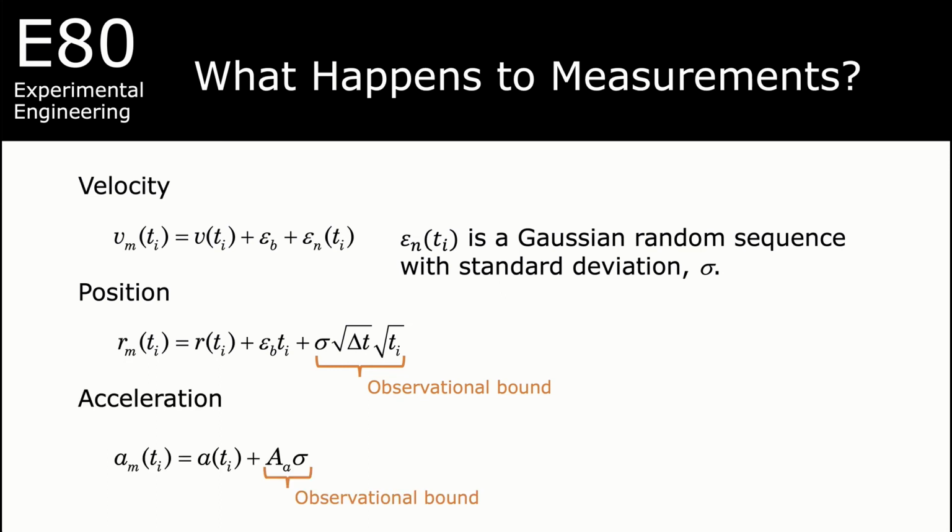The acceleration, on the other hand, since we're taking the derivatives, the derivative of a constant is 0, so we end up with the true acceleration plus some multiplying constant times the standard deviation. This multiplying constant is most easily calculated from the data and from your processing rather than trying to do a theoretical version of that.